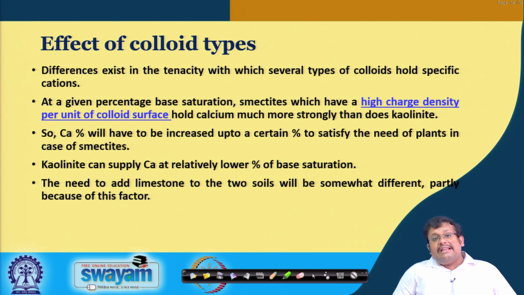Now, kaolinite can supply calcium at a relatively lower percent base saturation. So, obviously, calcium can be available to the plant in a relatively easier way in the case of kaolinite than that of smectite. Now, the need to add limestone to the two soils will be somewhat different, partly because of this factor.